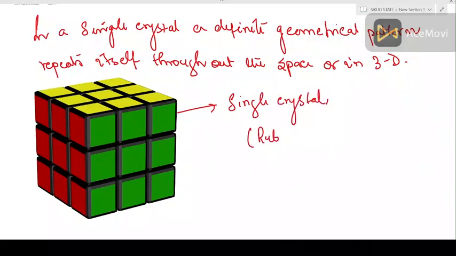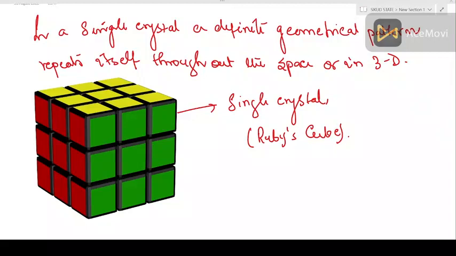This is your Rubik's Cube. That is a game which is known all over. Every one of us has heard of this Rubik's Cube. So this is a single crystal.